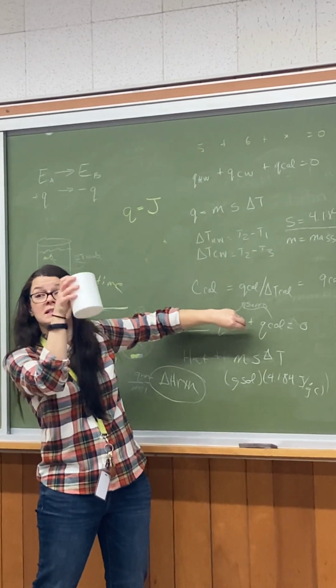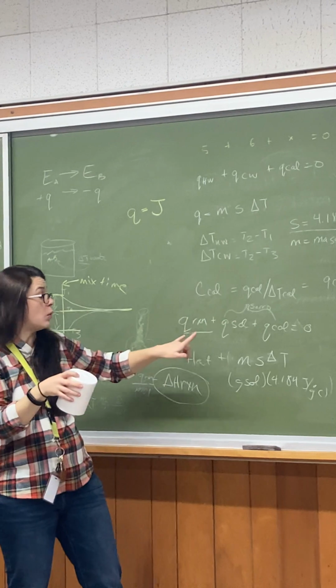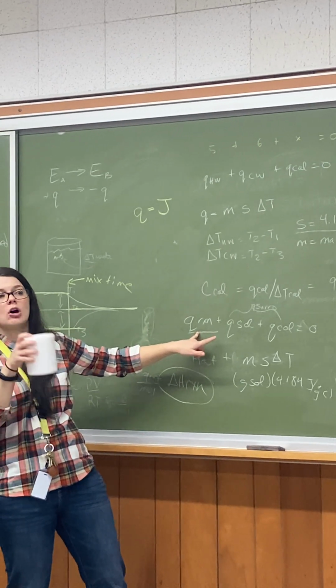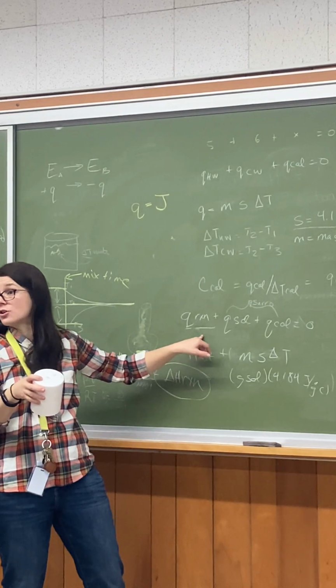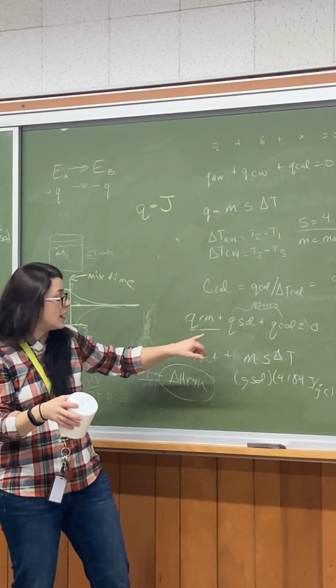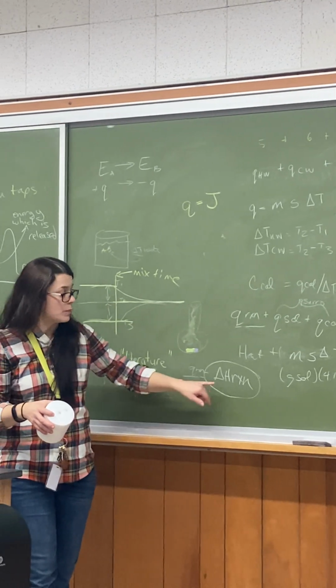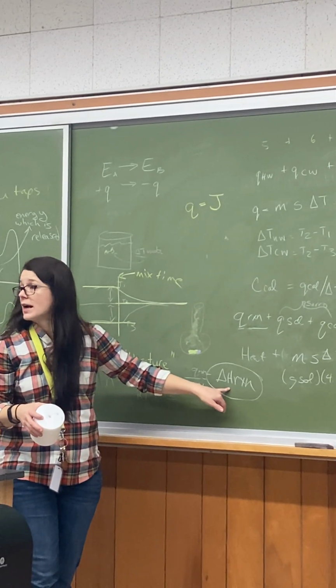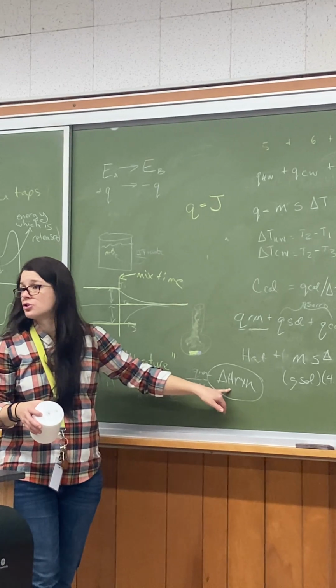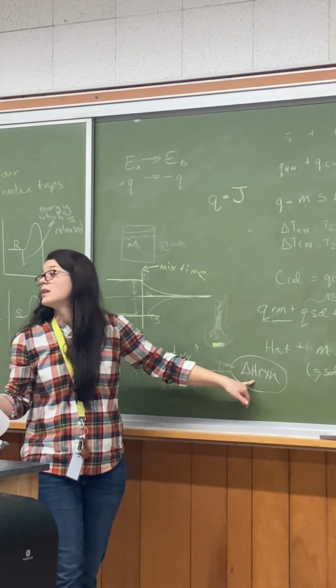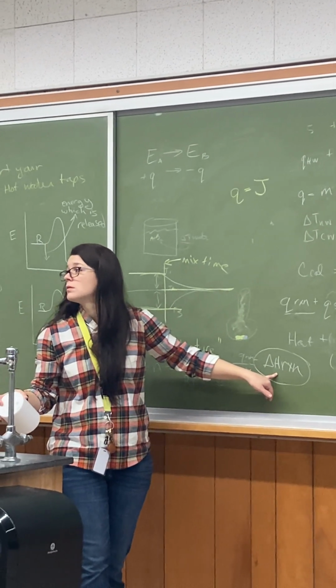Whatever was gained by the water was lost by our reaction, or whatever was lost from the water was gained by our reaction. From there, we can calculate the number of moles that went into that reaction and determine the enthalpy of the reaction. Compare it to a literature value. When I say compare it to a literature value, you can Google this and then double check with me if you want to know the numbers.